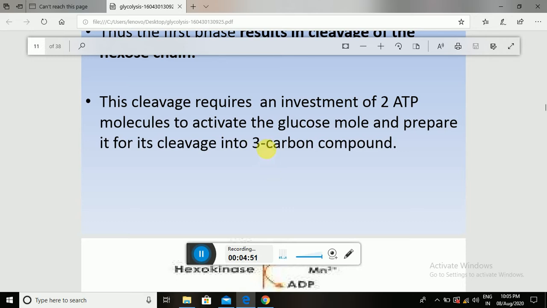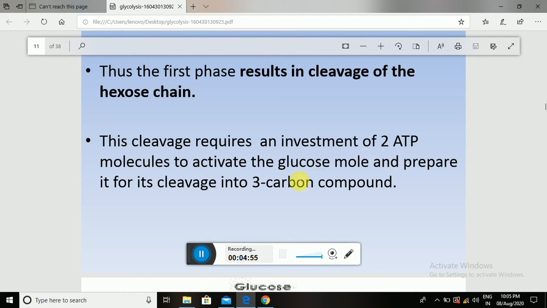This cleavage requires an investment of 2 ATP molecules, to activate the glucose molecule and prepare it for its cleavage into the 3 carbon compounds. The first ATP is invested when glucose gets converted into glucose 6-phosphate, and the second ATP is invested when glucose 6-phosphate gets converted into glucose 1,6 bisphosphate or glucose 1,6 diphosphate.